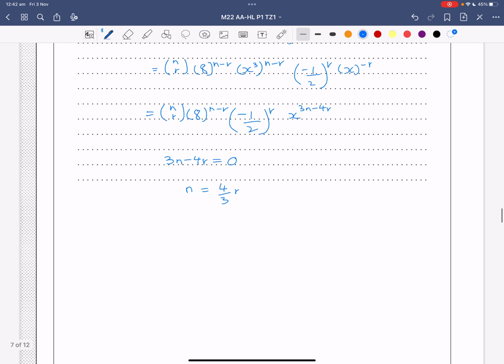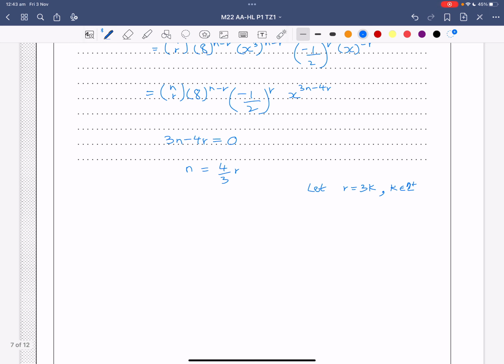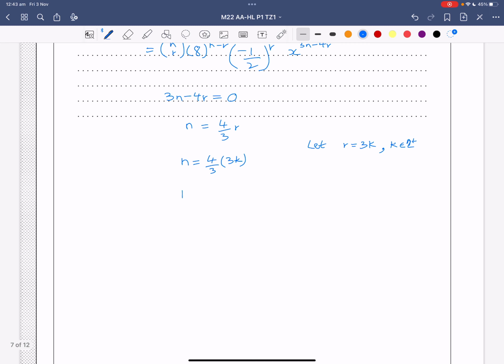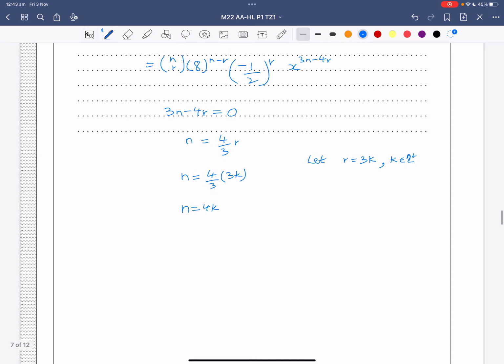So that's what we're going to do. We're going to let r be a multiple of 3, so we can write it as let r equal 3k, where k is a positive integer. Now we can substitute 3k for r. So we are left with n equals 4/3 of 3k, and now the 3's cancel, so we're left with n equals 4k. We know that k is a positive integer, so k can take on the values 1, 2, 3 and so on.